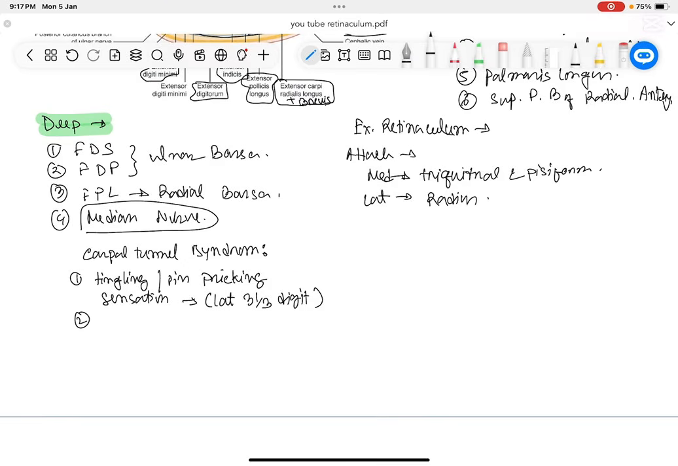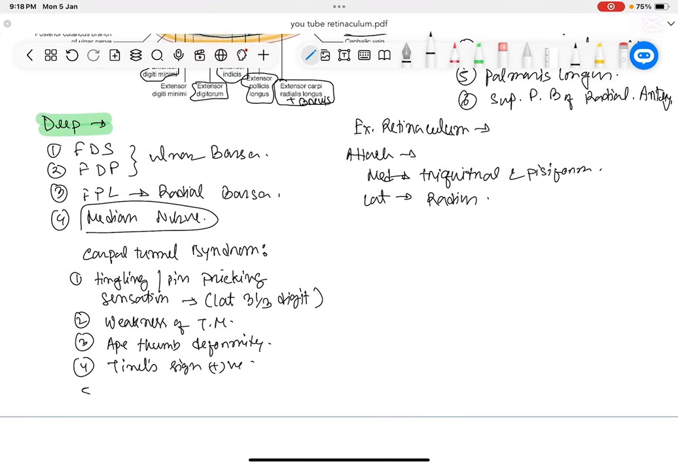Then there will also be weakness of the thenar muscles, as they are supplied by the median nerve. Then there will be ape-thumb deformity. And we know there are some signs that will be positive. What are those? Tinel's sign will be positive, and Phalen's test will also be positive. So that is all about the retinaculum-related information along with the clinical information.